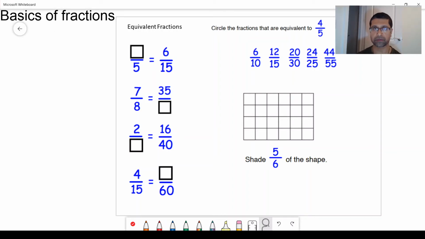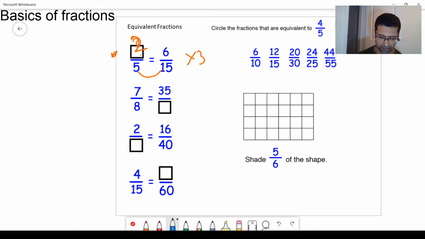Right, I'm going to show you some of the basics of fractions. Looking at the first question here, all of these are equivalent fractions. So comparing the denominators, 5 times something to give me 15. Well, it's times by 3. 5 times 3 is 15. So now something times 3 to give me 6. If you do inverse operation, 6 divided by 3 takes you to 2. So here that's 2.